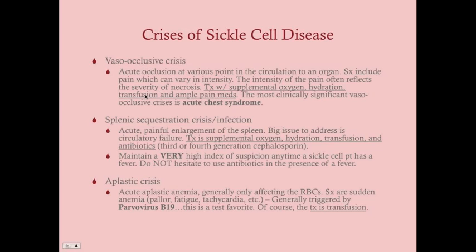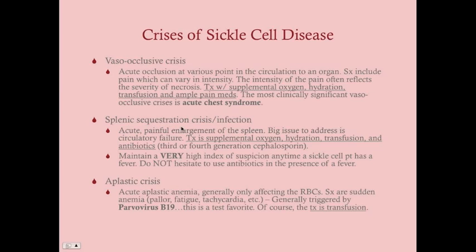And then if it's very severe, you can go towards transfusion. As a matter of fact, the very, very severe crises, I would definitely transfuse. So oxygen, pain meds, and then transfusion and hydration. And the most clinically significant vaso-occlusive crisis, not that the rest of them aren't significant, but the most clinically significant and sort of unique vaso-occlusive crisis is acute chest syndrome. Anyone can get a stroke, anyone can have a heart attack, but acute chest syndrome is very unique to sickle cell disease. We'll talk about it in a little bit.